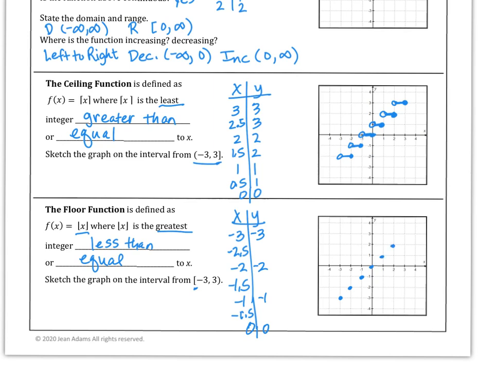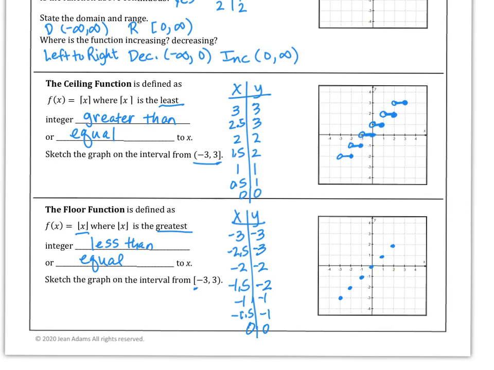All right, so if I go to -2.5, I need the greatest integer. So a number, the first one I come to that is less than or equal to this one. So less than this one would be -3. Less than -1.5 would be -2. Less than -0.5 would be -1.